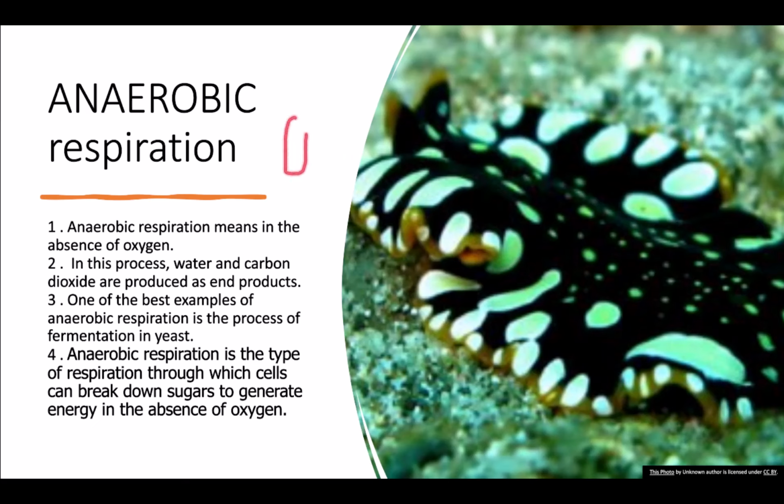For example, when you are running a race, your cells need energy. This is a cell, and the cell does not get the energy which is taken from oxygen. So the food that you have eaten is broken down to make energy. The food is broken down into lactic acid, which will be used by the cells while you are running. Anaerobic respiration is a type of respiration through which cells can break down sugars to generate energy in the absence of oxygen.